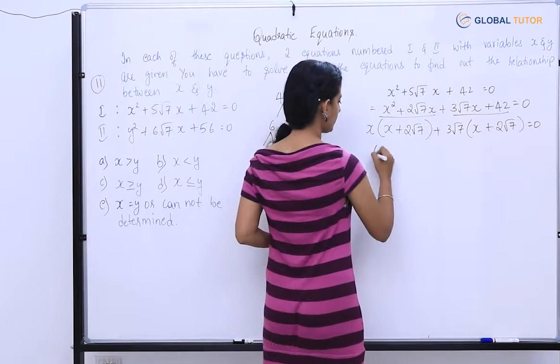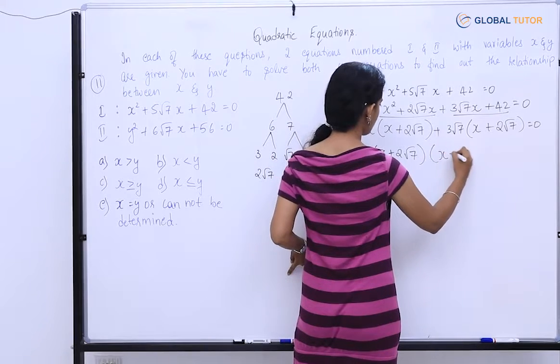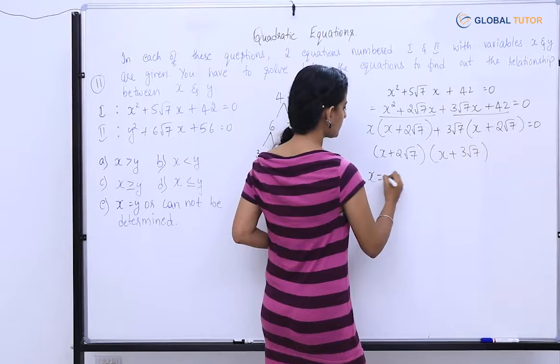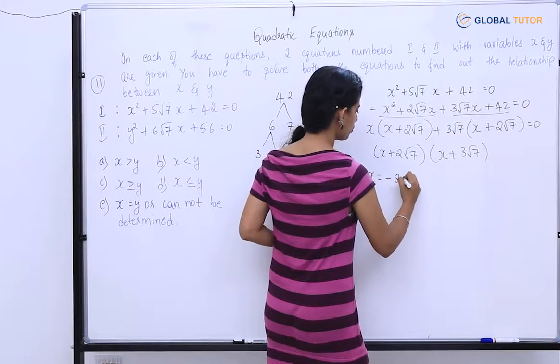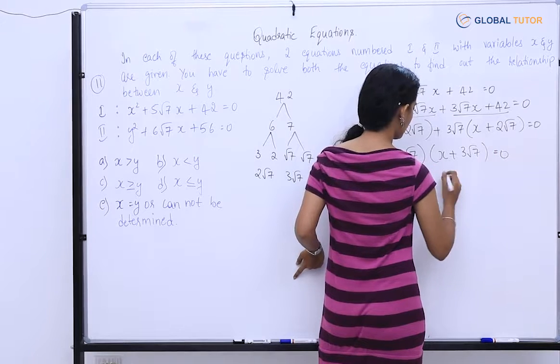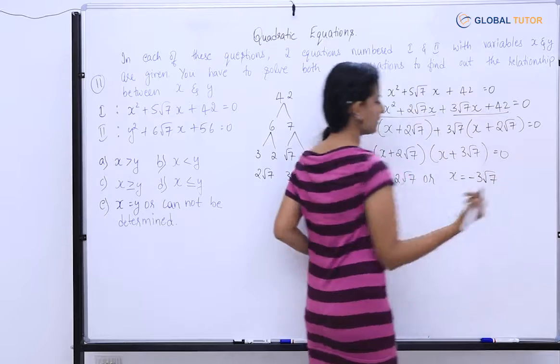So now I can take x plus 2 root 7 as common, and I'll be left with x plus 3 root 7, which means x is equal to minus 2 root 7 or x is equal to minus 3 root 7.